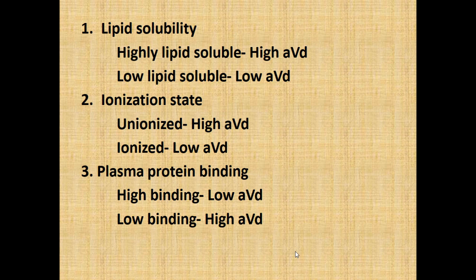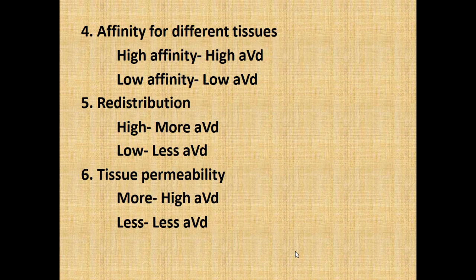That's why they will have low volume of distribution. Then affinity towards the different tissue. If a drug has high affinity, it will have high volume of distribution. Low affinity, low volume of distribution. Redistribution: if a drug undergoes redistribution, it will have high volume of distribution. Then tissue permeability. If the drug is permeable everywhere in the body, it will have high volume of distribution. These are the major factors that affect the volume of distribution.